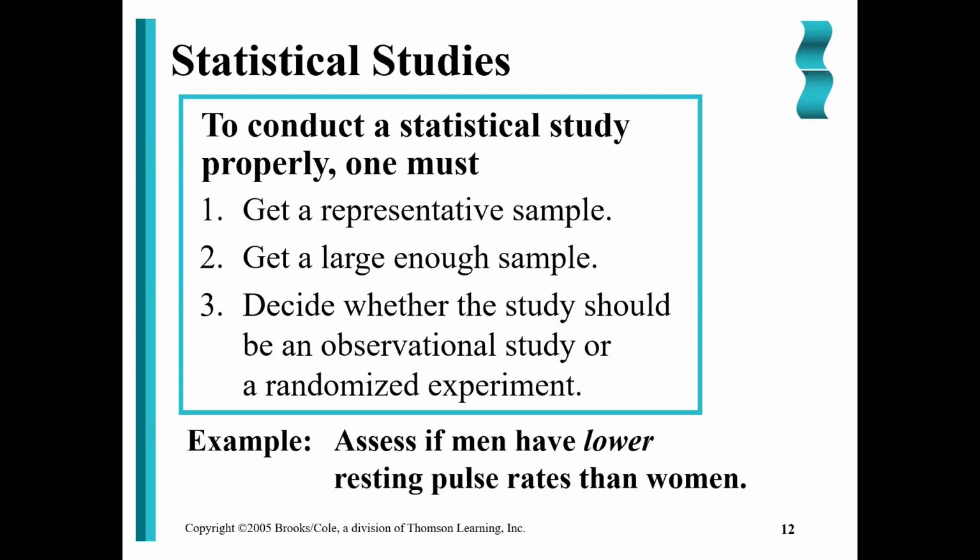Number 3, you have to decide whether the study should be an observational study or a randomized experiment. So we have to make the distinction between those two types of studies. All right, and we will come up with a definition. I don't know if it's today, but certainly by next Monday, we'll come up with a definition of the difference between these two. All right, so that's basically the 3 things that we must do. Have the representative sample, make sure the sample is large enough, and determine what type of study we're going to be doing.